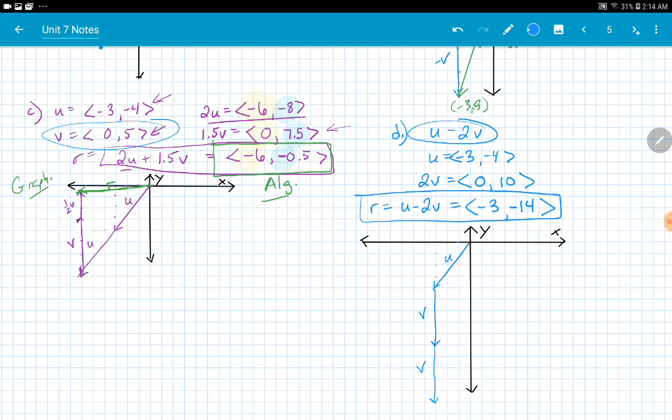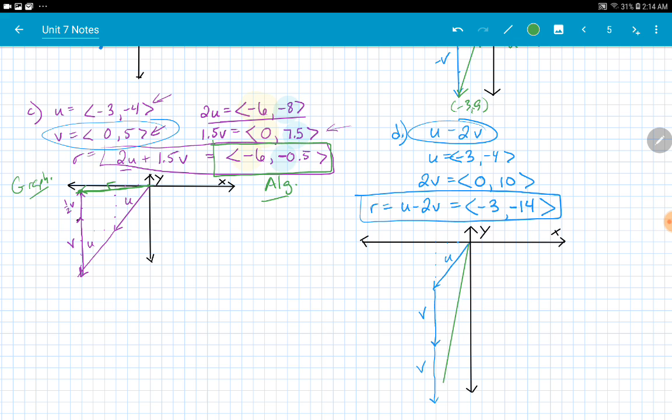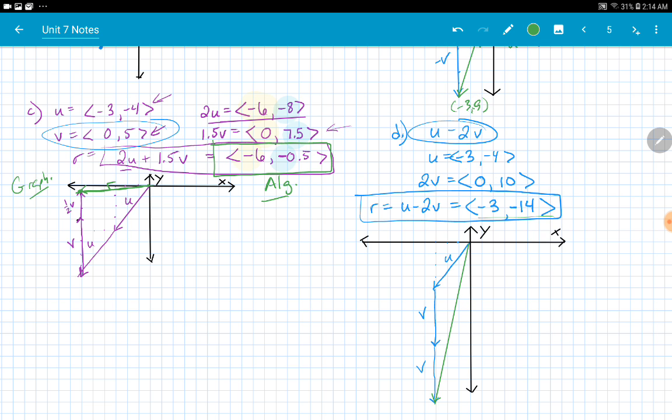And our resultant is, I'm going to get a straight line tool for this long one, from the origin all the way to where I end up. So that looks like the same answer as I got algebraically. I end up at negative 3, negative 14: 1, 2, 3, and then counting 1, 2, 3, 4, 5, 6, 7, 8, 9, 10, 11, 12, 13, 14. So again, algebraically we get this, and graphically we get that image, but they represent the same vector.